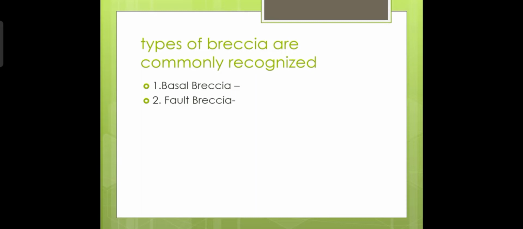Types of breccia are commonly recognized. Number 1, basal breccia. The name basal breccia, originally introduced for rock in the Azuzara impact structure, refers to the fact that this peculiar breccia is regularly found at the base of the fosse impact, tectonically undisturbed upper tertiary.